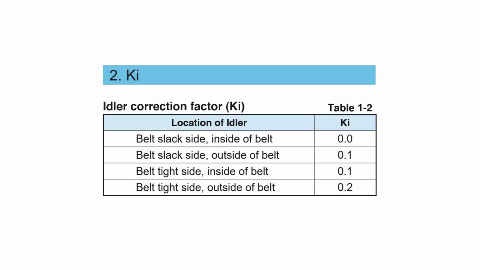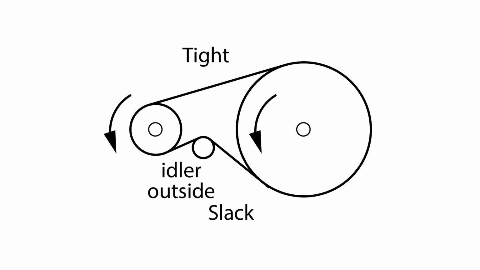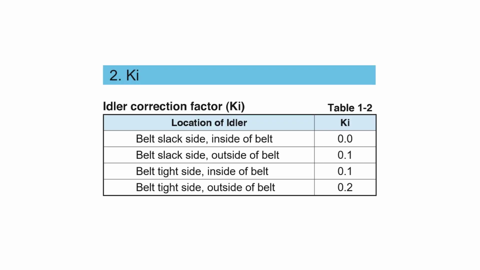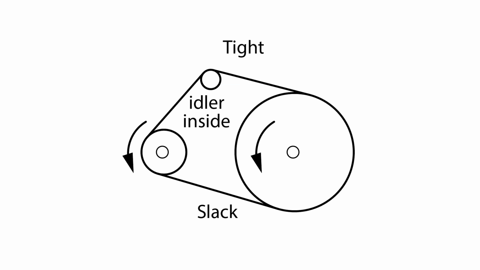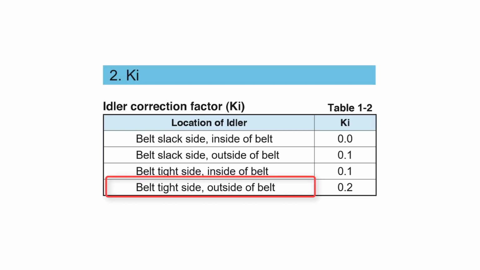In our second case, belt slack side outside of belt, the idler is still at the bottom, but the location of the idler is outside the belt, as shown in this image. In the third case, belt tight side inside of belt, the location of the idler is at the tight side, which is at the top, and the idler is inside of the belt. And lastly, the fourth case means that the idler is outside of the belt.